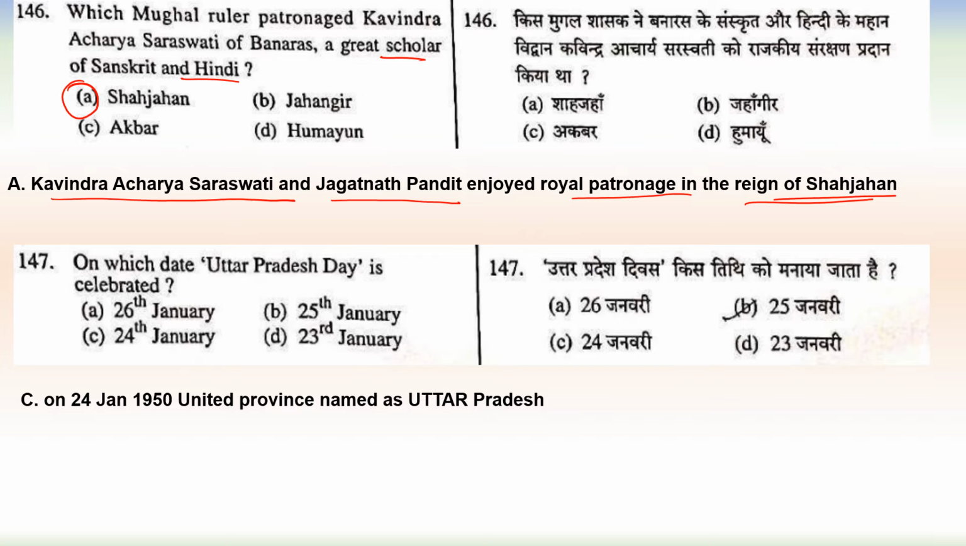On which date is Uttar Pradesh Day celebrated? So it is 24th January. We have to remember this. On 24th January 1950, United Province was named as Uttar Pradesh. So earlier it was United Province and it was named Uttar Pradesh on 24th January 1950. That's why we celebrate Uttar Pradesh Day on 24th January.